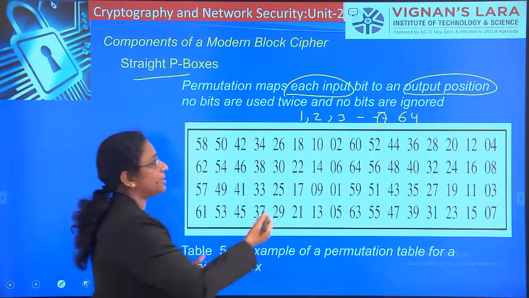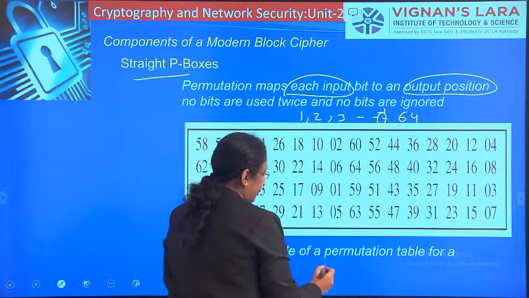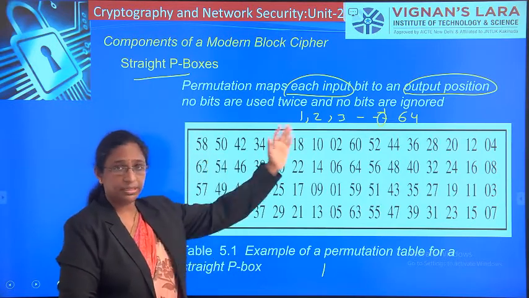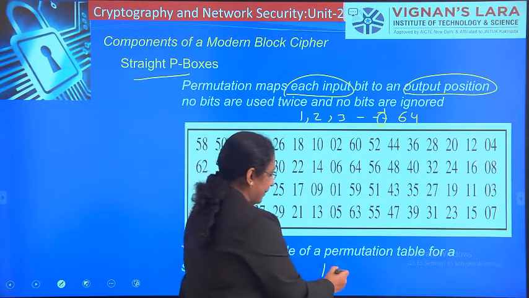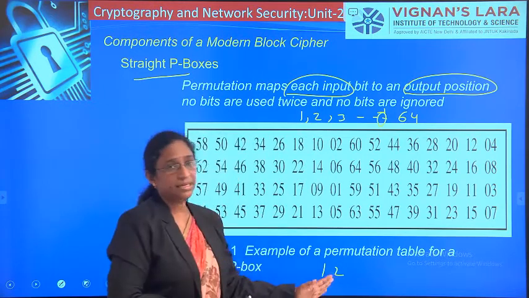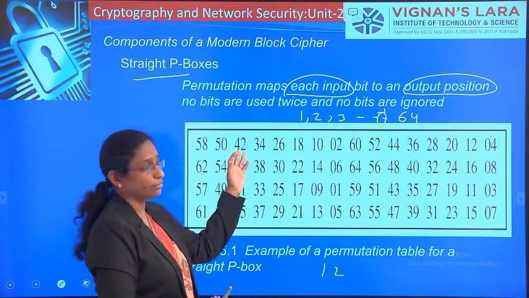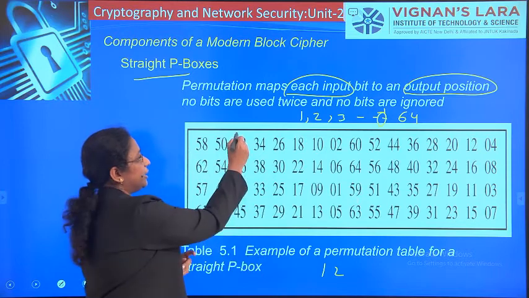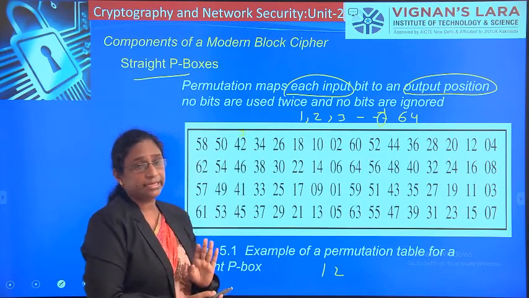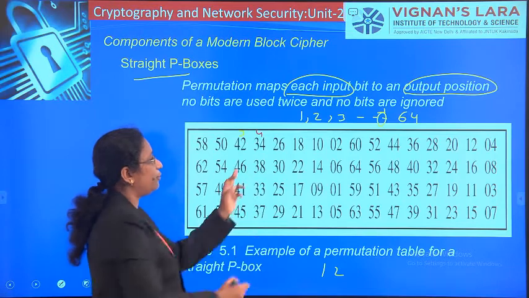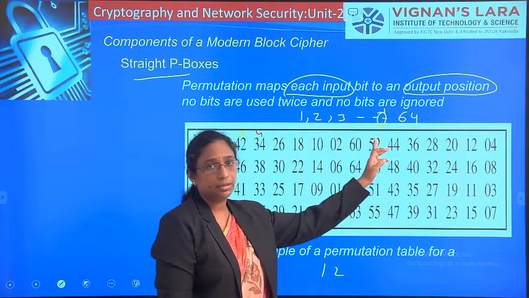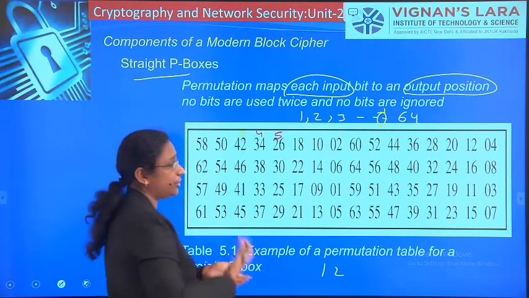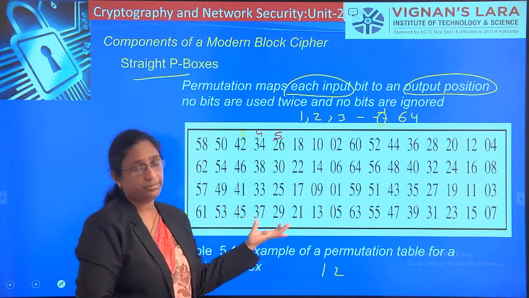Suppose the 58th bit is 1. That will become the first bit. Next, the 50th bit will become the second bit. Similarly, the 42nd bit will become the third bit. Next, the fourth bit is your 34th bit, and the 26th bit will be your fifth bit after doing the permutation based upon this permutation box.